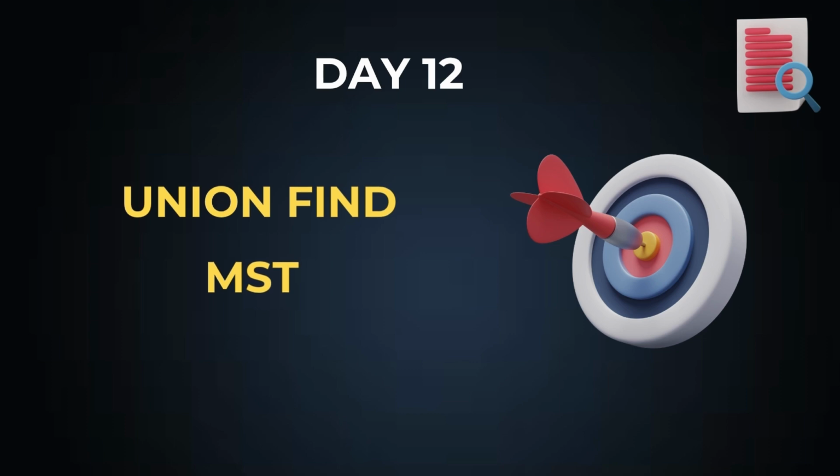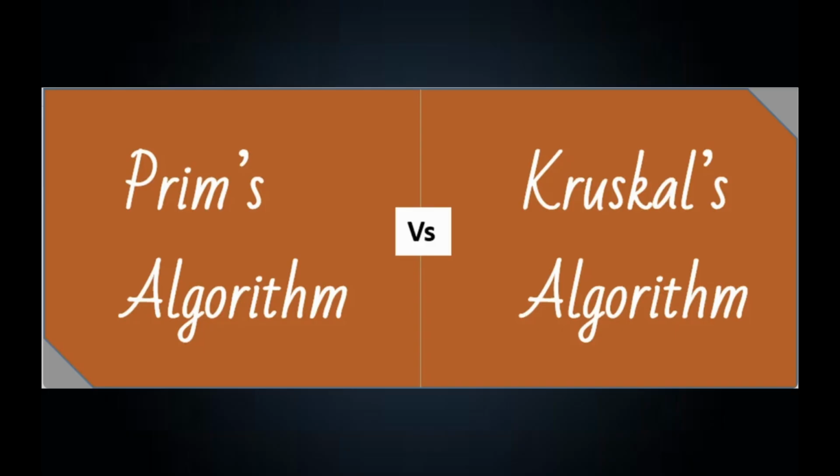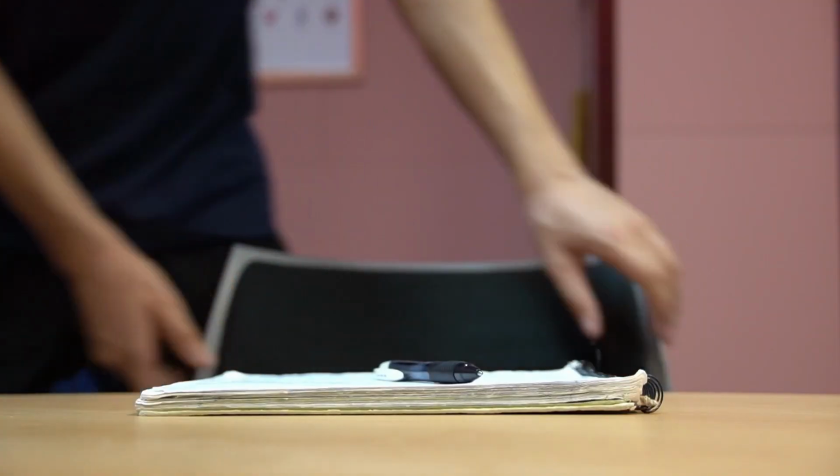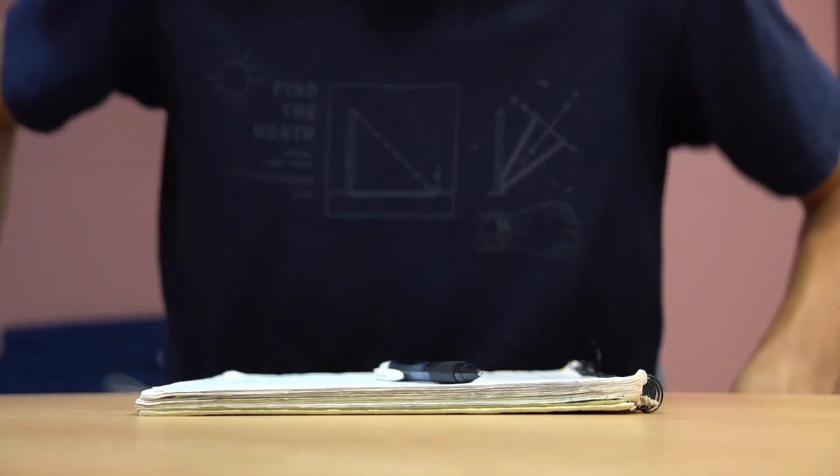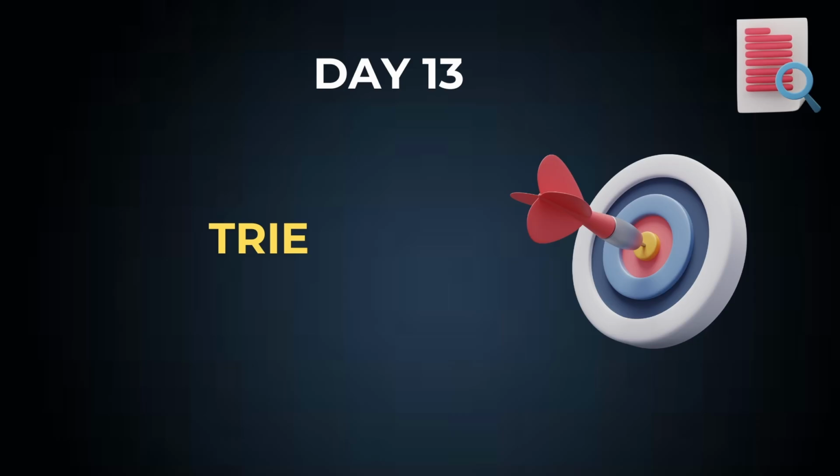Day 12, union find and MST. Now in graphs we know that there are two minimum spanning tree algorithms, called Prim's algorithm and Kruskal's algorithm. Identify how these basically work, and when we need to use Prim's algorithm and when we can use Kruskal's algorithm. Day 13 will be on trie.